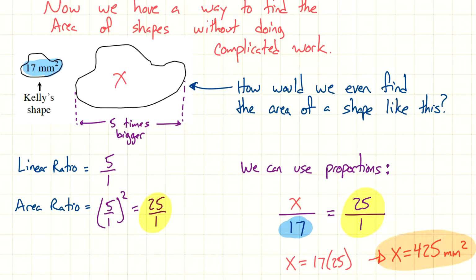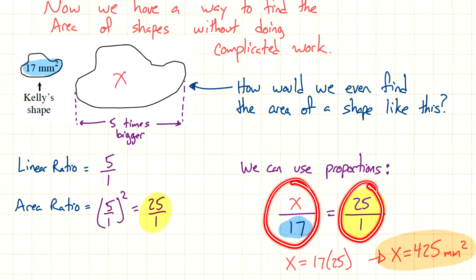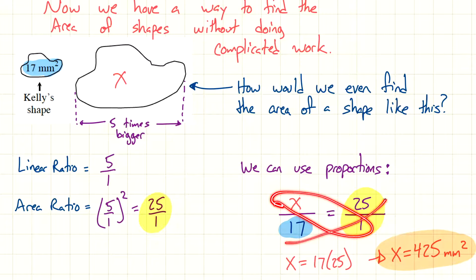and it really wasn't too difficult, right? I know it's a little bit longer because I'm explaining it, but really just think about it. All we needed to know was how many times bigger it was. 5 over 1. We turned that into 25 over 1. Then we were able to set up our proportion: 25 over 1 and missing area over given area. And then cross multiplying those gives us our answer.